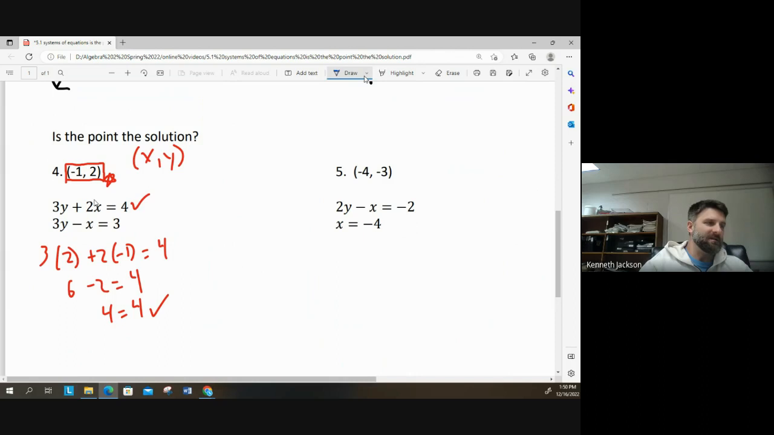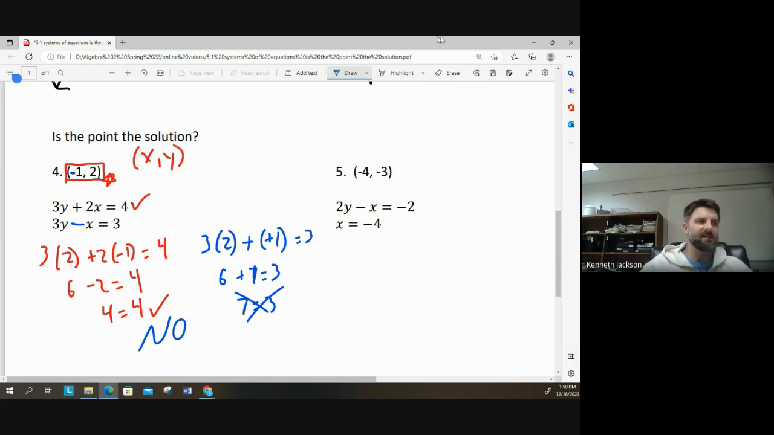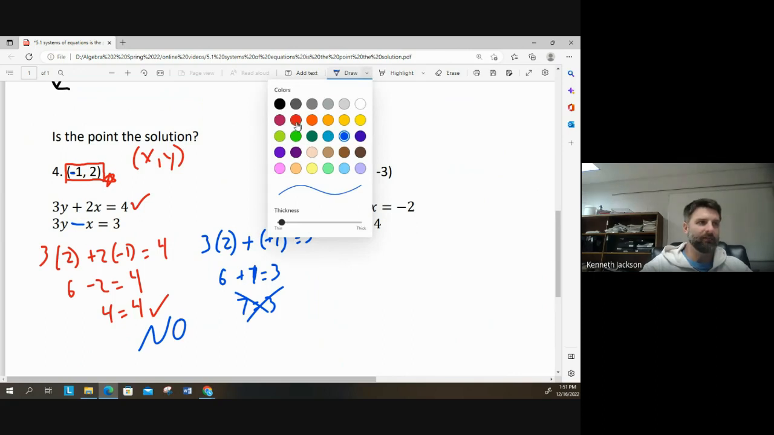So now I do some more substitution. I take x and y, and I plug it in for x and y. So again, 3 times 2 minus a -1. We have to watch our signs here. Minus a -1 equals 3. So 3 times 2 would give me 6. Double negative makes that a positive. 6 plus 1 equals 3. Obviously, that is not true. 7 does not equal 3. So what we would say overall is no, this point, (-1, 2), is not the solution. It is not the point where the two lines cross.